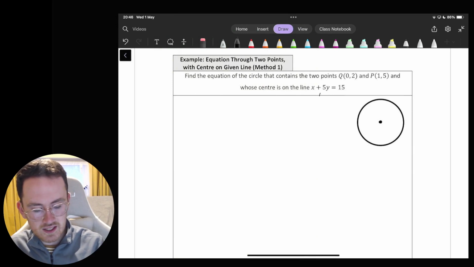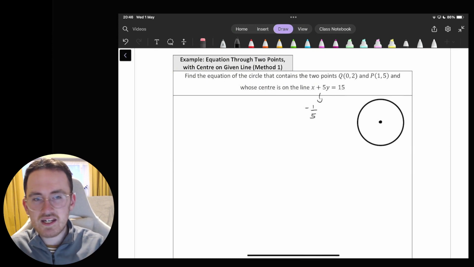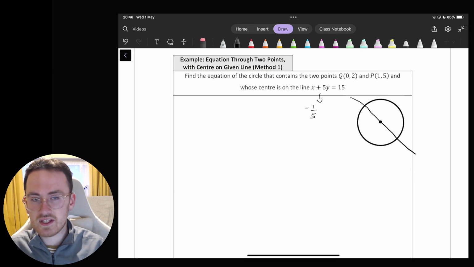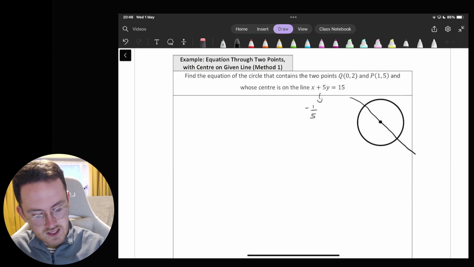So looking at my line here, for example, if I do my minus a over b, that's minus 1 over 5. So I'm looking at a negative slope here, so a line that goes something like this one. I have my 2 points, 0, 2. I can just plot these points anywhere really. So we can put one of them here, 0, 2, and maybe the other one might be 1, 5, up here, for example.